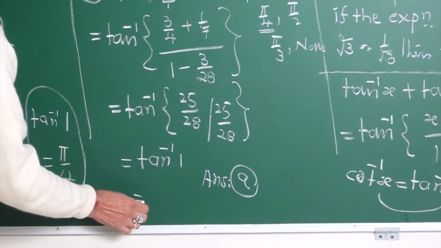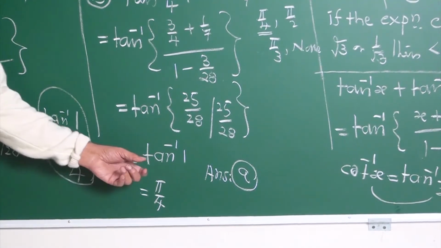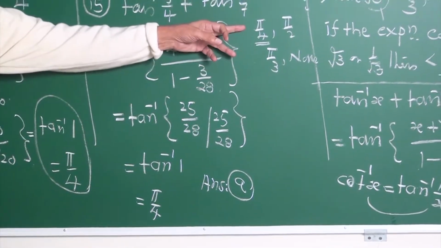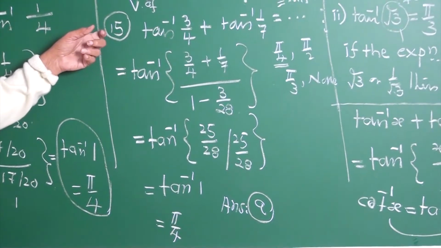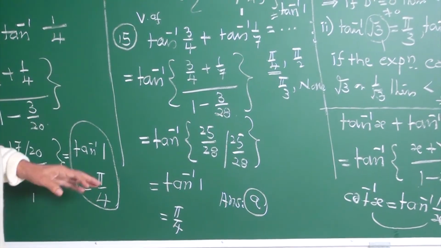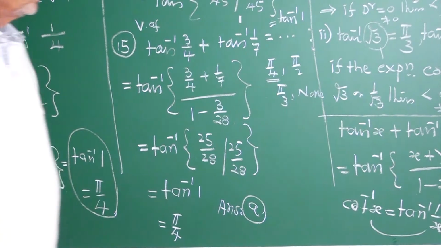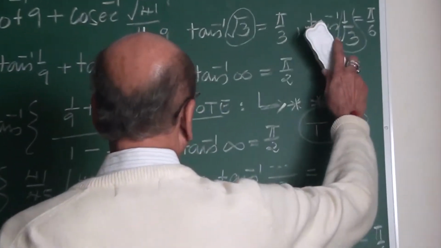Tan inverse 1 means what, my friend? This pi by 4 you should not write. It will take some seconds to write and mark. Just mark it. Answer. Enclose the circle. This is the 15th example, my friends. Again, based on this result, we take this result as a basic result now. Now this also, like this above, we take that result, my friend.